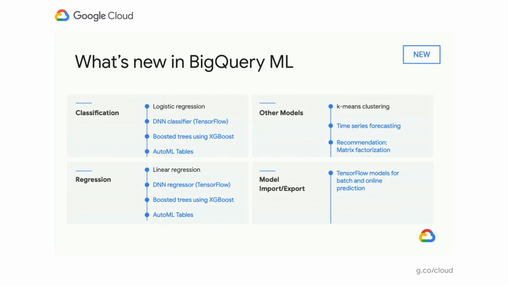In terms of other use cases, we have added support for creation of hundreds of thousands of time series models with a single SQL command. And you can also now create product recommendation systems using matrix factorization. For use cases that require online prediction, you can now export any model created in BigQuery ML and use it for online prediction in Google Cloud AI Platform or your own serving stack.